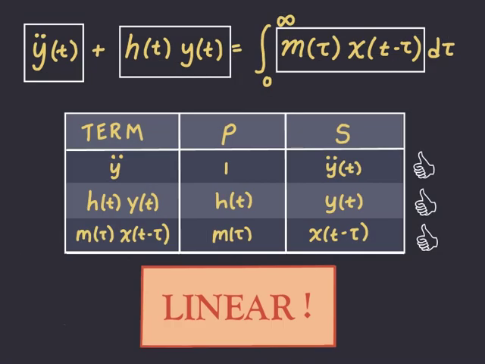Let's now check each of our terms to see if they can be written as p times s. Y dot certainly can, p equal to 1 and s equal to y dot. The second term, h of t, y of t, we can write as h of t as p and s is y of t. And our last term, m of tau times x of t minus tau, well, p can equal m of tau and s can equal x of t minus tau. So we're good on all three terms, and so this system is linear.